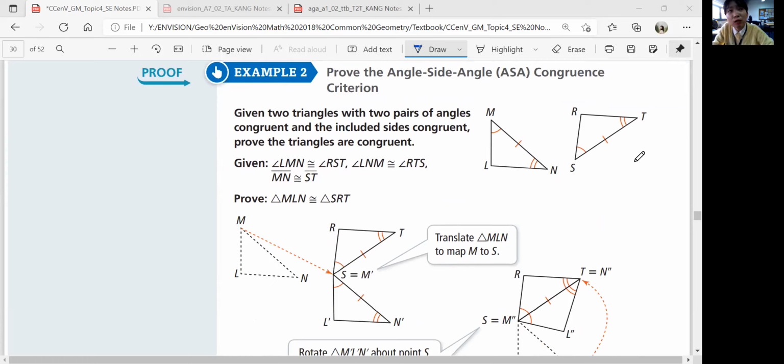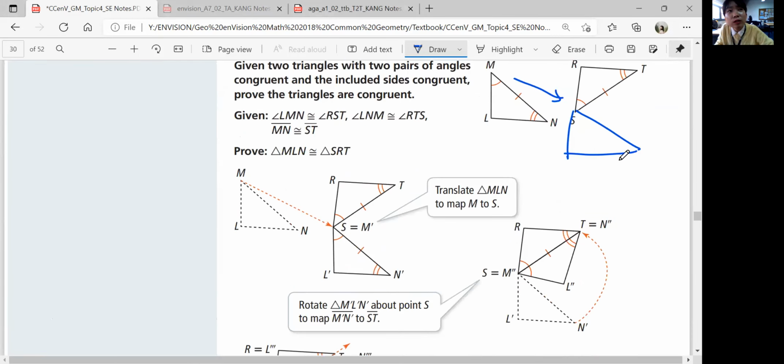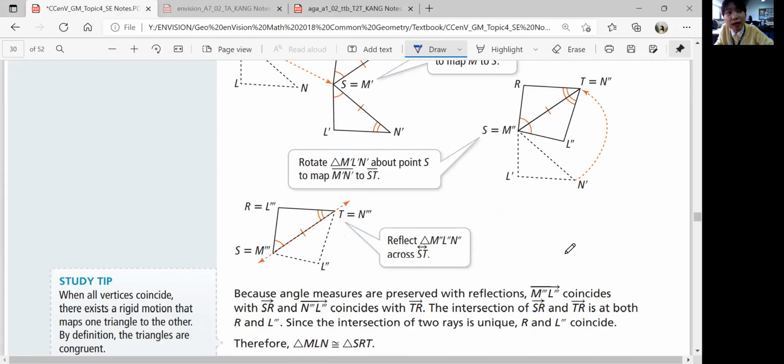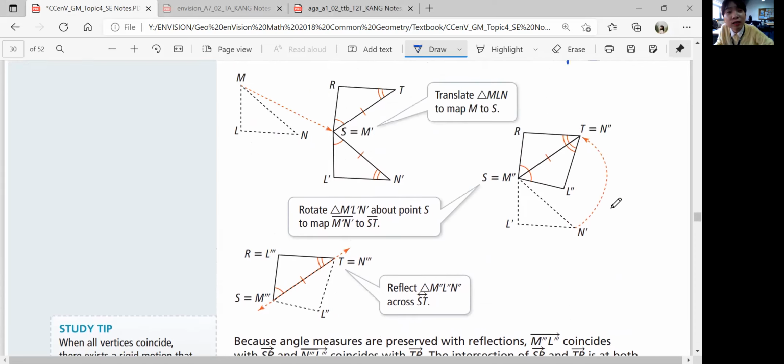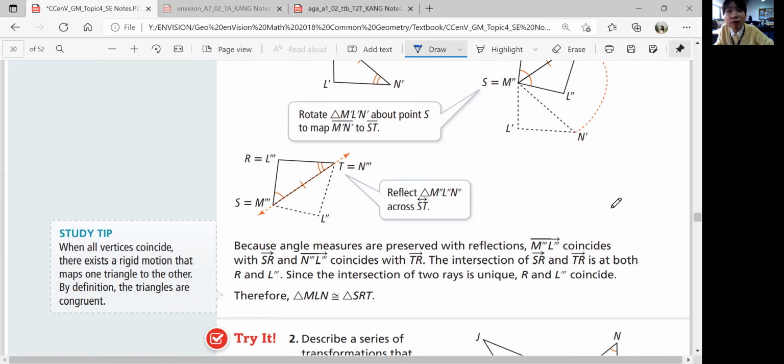So we move this triangle down here, okay? And then we rotate about point S, so that it's exactly here. And then we reflect it over line MT or ST, okay? So because angle measures are preserved with reflections and rotation and translation, we have two triangles that are congruent.